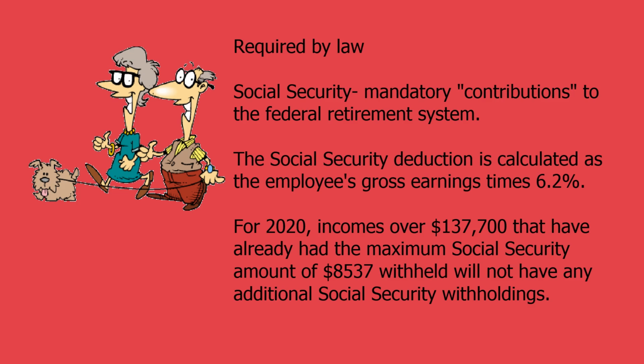Required by law. Social Security: mandatory contributions to the federal retirement system. The Social Security deduction is calculated as the employee's gross earnings times 6.2%. For 2020, incomes over $137,700 that have already had the maximum Social Security amount of $8,537 withheld will not have any additional Social Security withholdings.